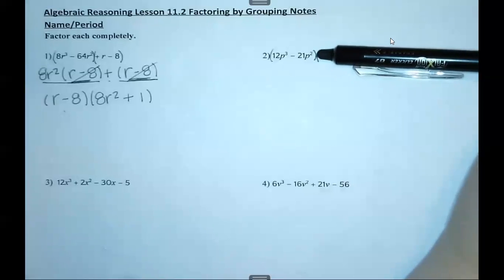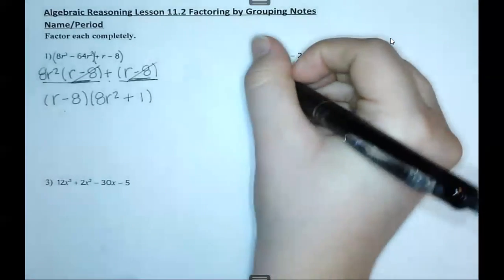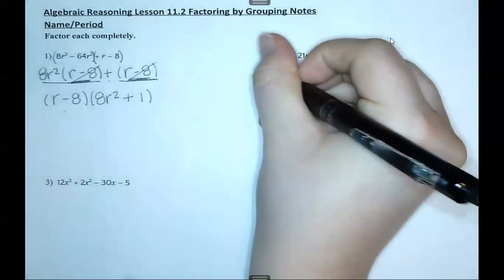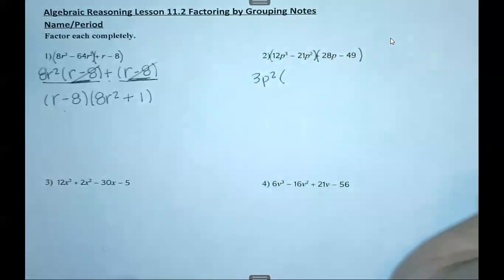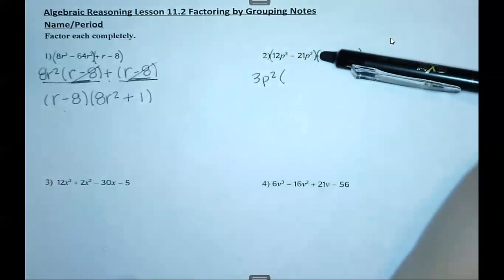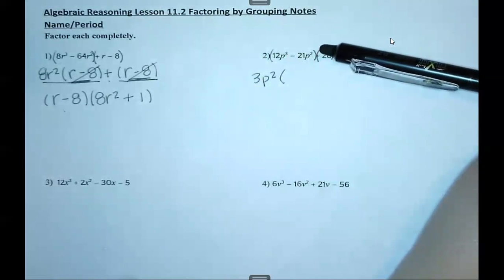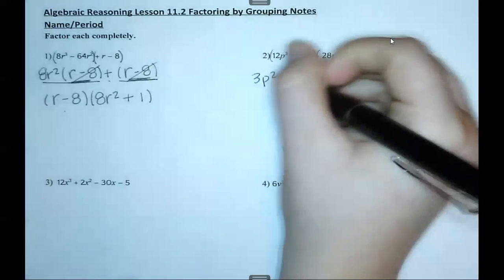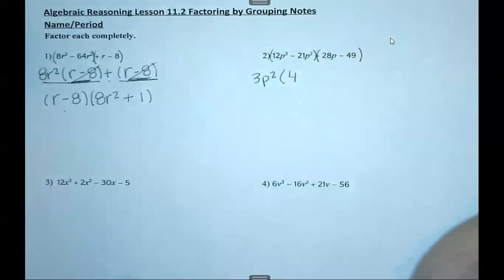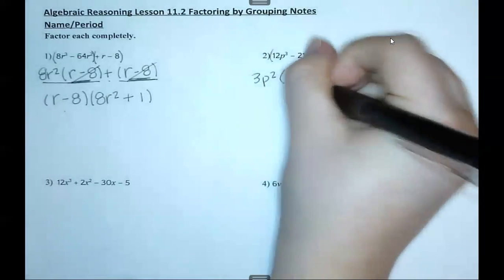But these also have variables in common, right? They both have a p cubed and a p squared. So that means the most I can pull out is a p squared. So I'm going to pull out 3p squared. And let's see what we would have left if we took that out. If I pull out a 3 from the 12, 12 divided by 3 is 4. And if I take a p squared out of p cubed, I'm only going to have 1p left.